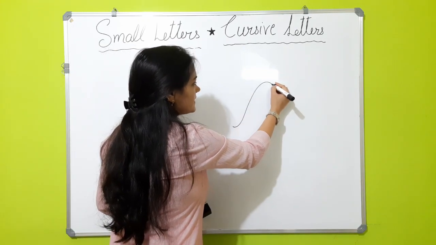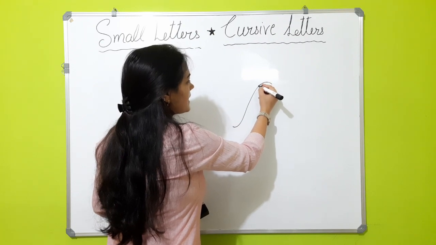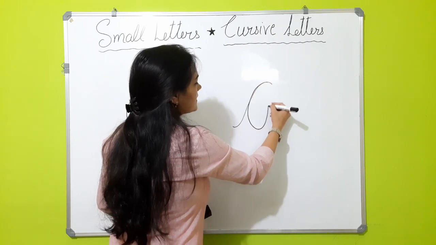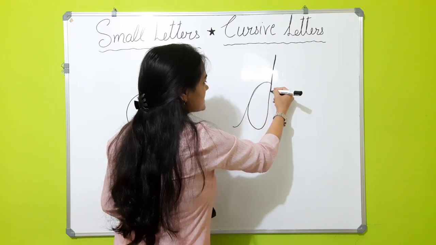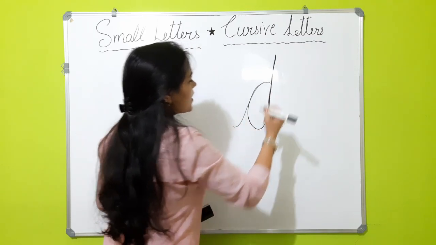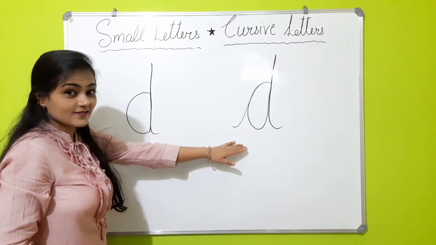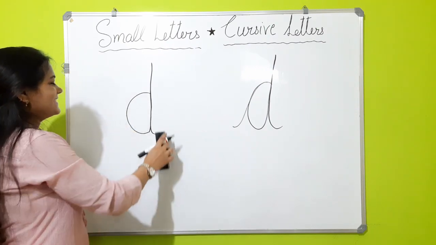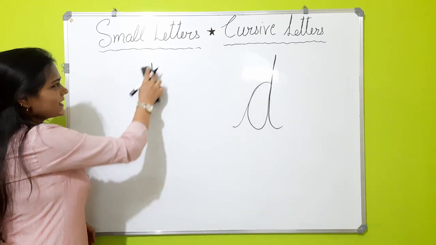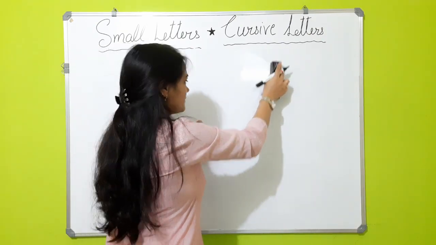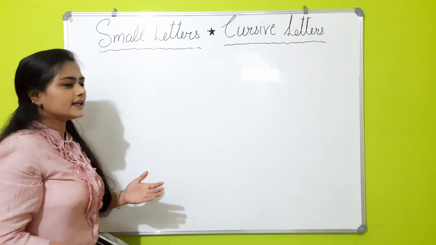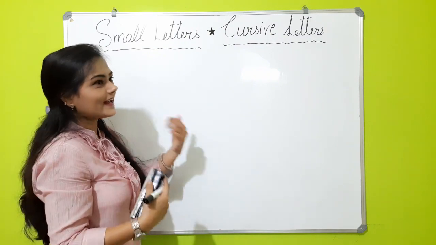This is a tail. Come back. Up. And down. This is cursive letter D. तो ज्यादा फर्क नहीं है ना? Only a few letters are a bit different. लेकिन most of the letters में क्या है? हमें सिर्फ एक tail लगाना है.